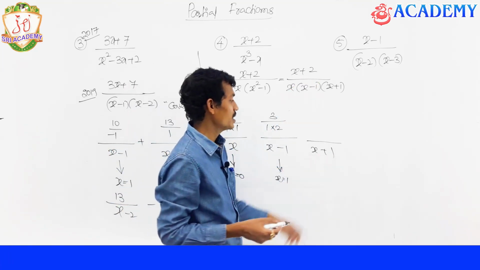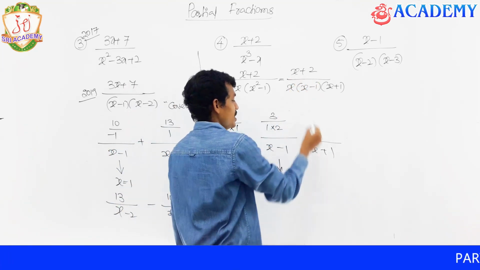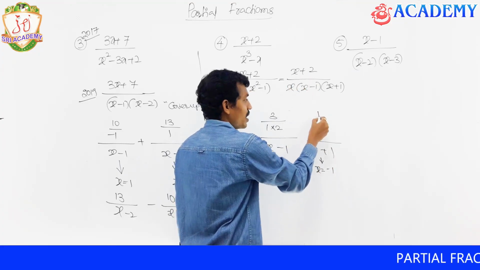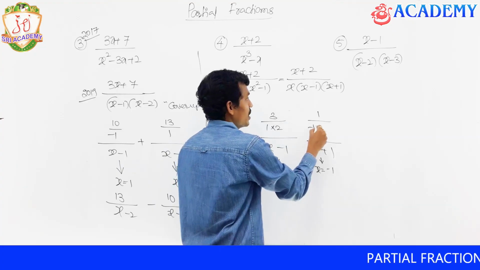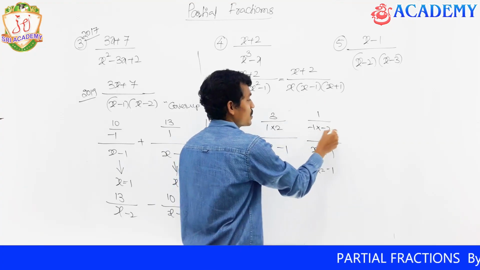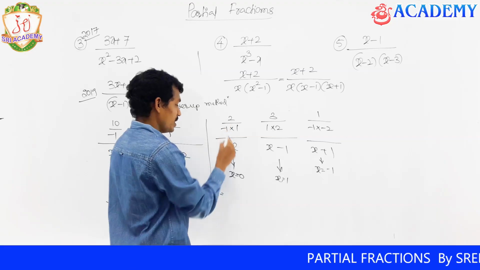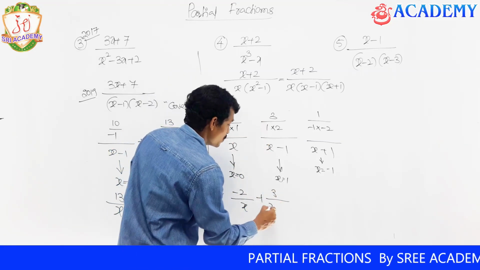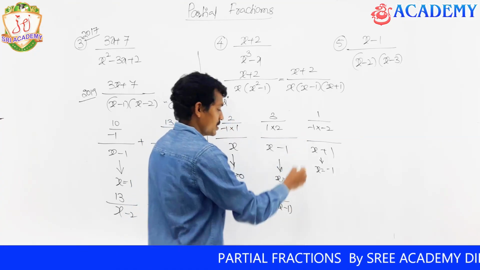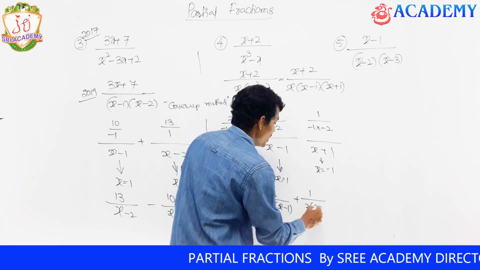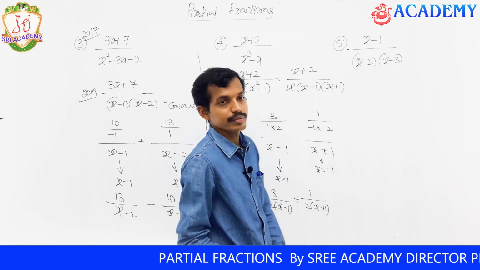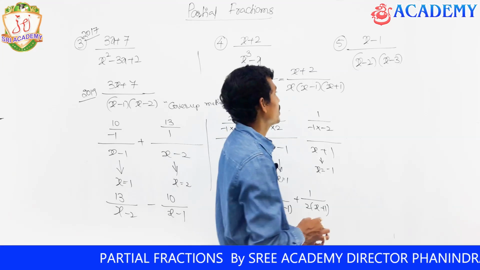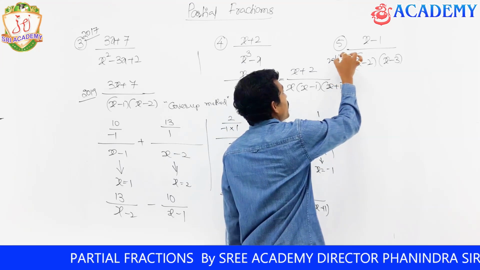Now x plus 1, where is it eliminated? x equal to minus 1. Substitute: minus 1 plus 2, 1 divided by minus 1 into minus 1 minus 1, minus 2. If you simplify, it is minus 2 divided by x, plus 3 by 2 into x minus 1, plus 1 by 2 into x plus 1. Writing this. This is a 2016 problem, same in ECET.